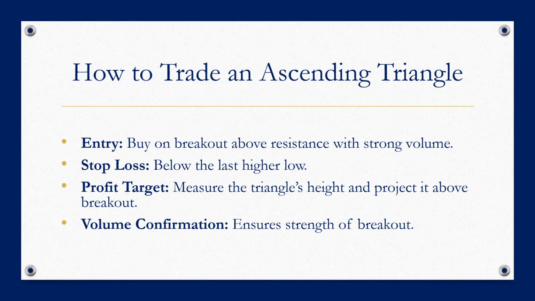So how do we trade it? The entry, you buy on the breakout above resistance with strong volume. Stop loss is below the last higher low. Your profit target, you measure the triangle's height and project it above the breakout. And volume confirmation, ensure the breakout is strong, right?